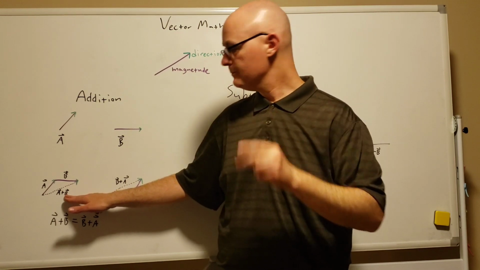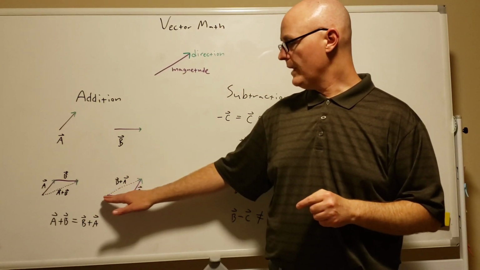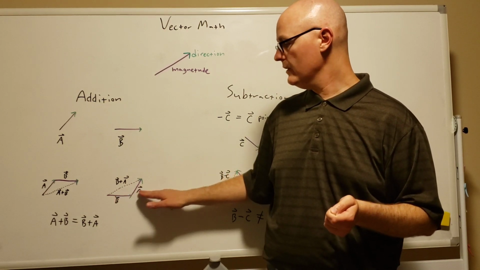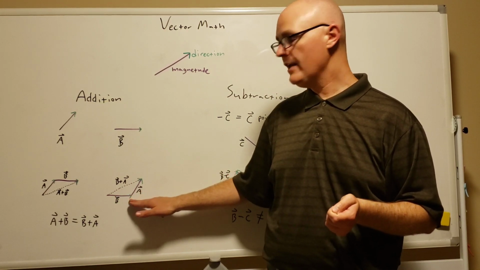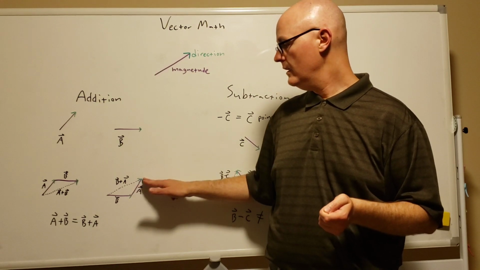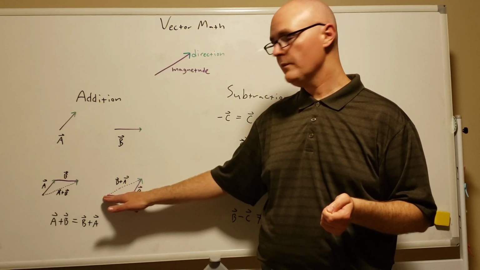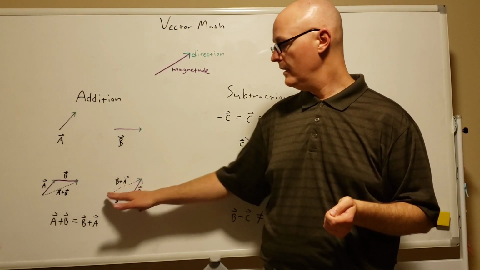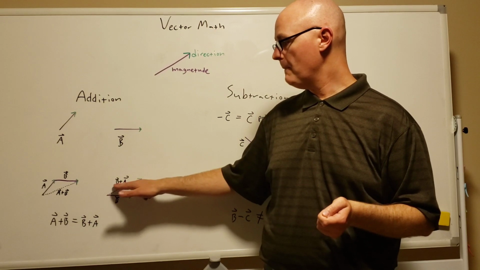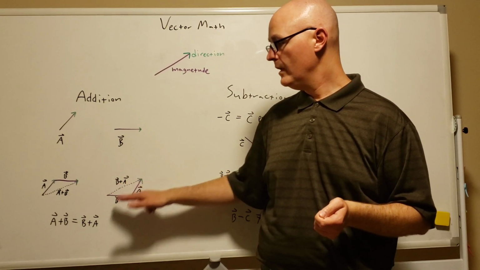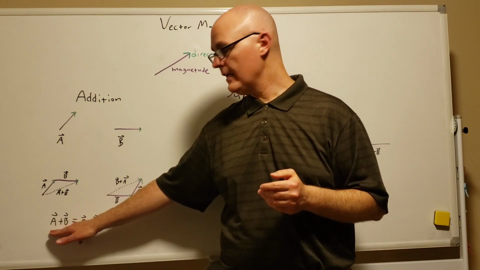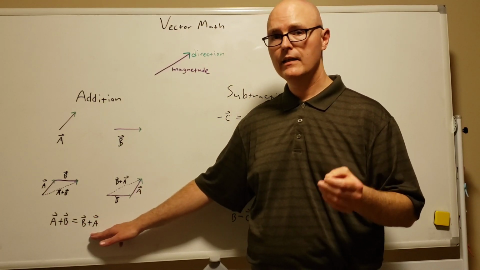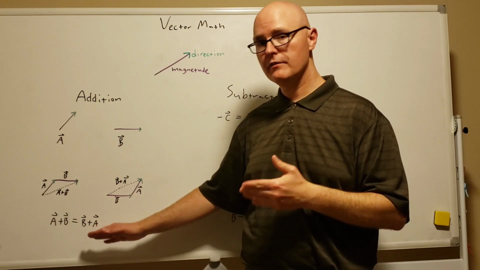What if I swapped them? So now I start with B at the origin, and I attach the tail of vector A to the head of vector B, and now I draw a vector from the origin to the head of vector A. That vector is B plus A. Turns out that A plus B is equal to B plus A. These are commutative properties.